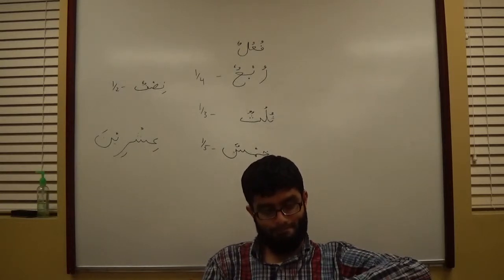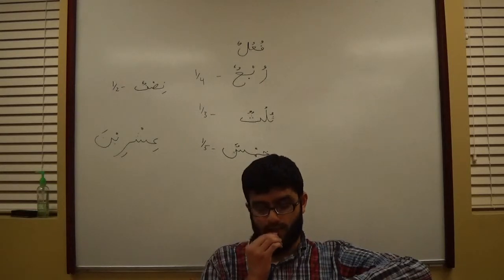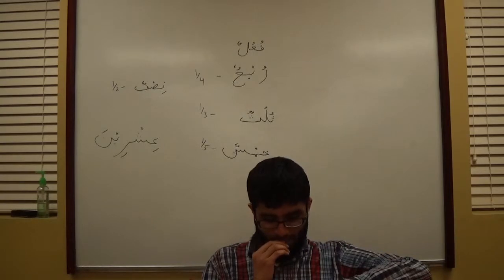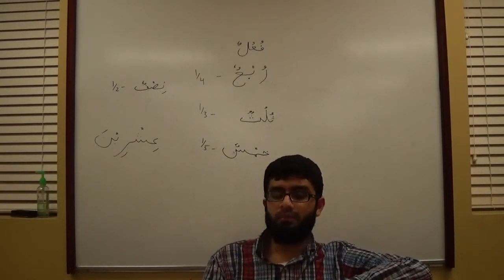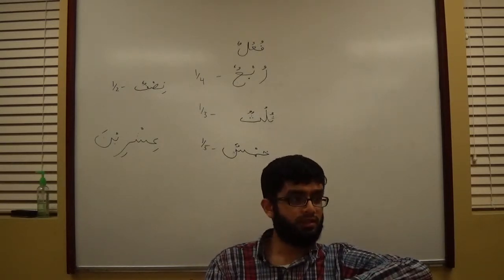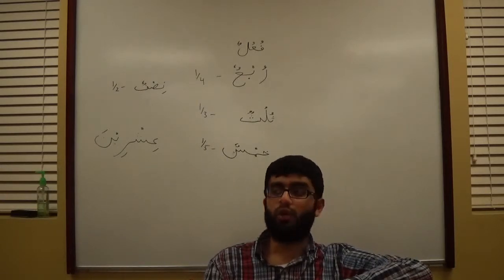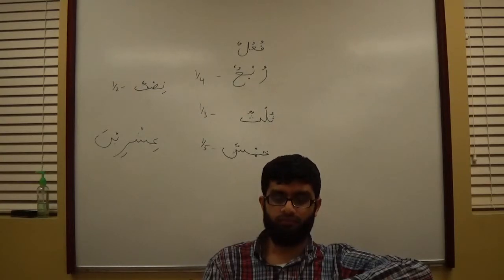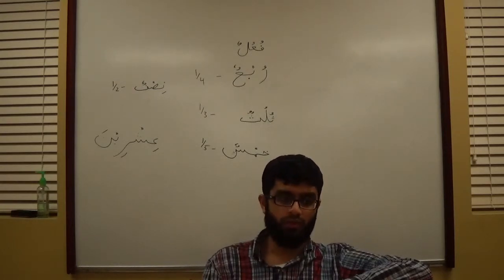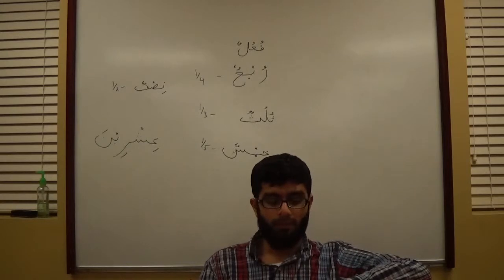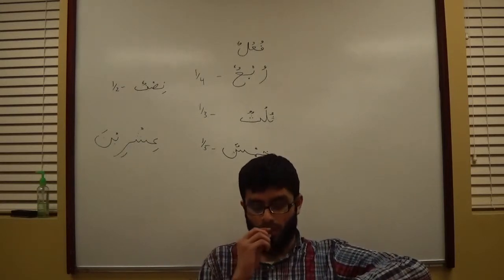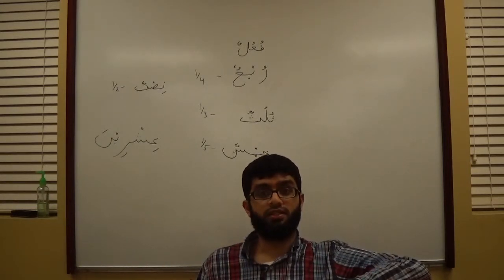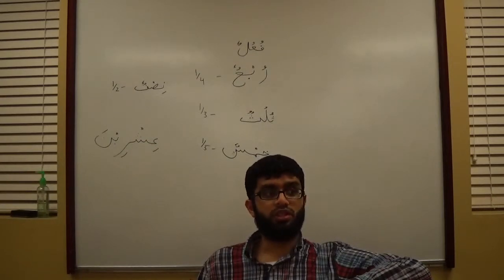This wa, is it and or no? Walakin. Oh yeah, you can look at it like that, and, but. When you say but in the middle of a sentence, you say walakin. The wa is just part of the word. Even though it's separate, the whole thing conveys the meaning of but. If you're starting a sentence with but, you just say lakin.